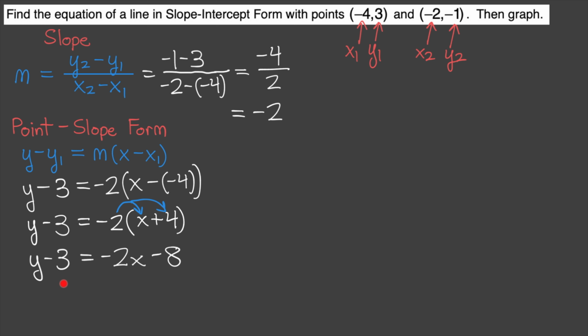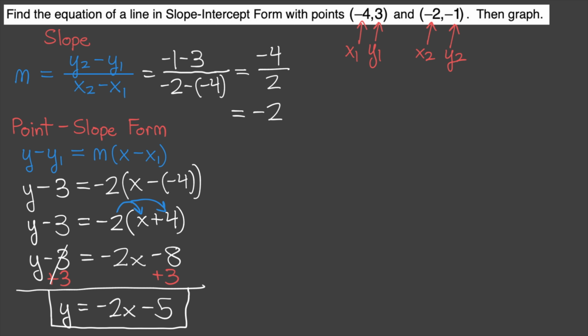All right, so we're almost there. We just need to get y by itself, so we need to add the 3 to both sides because it's negative. So we'll add 3. So the 3's cancel on the left side, so y equals -2x, and then -8 plus 3 gives us -5. So there is our equation in slope-intercept form, which is what they're asking for. They want the equation of a line in slope-intercept form. So that answers the first part.